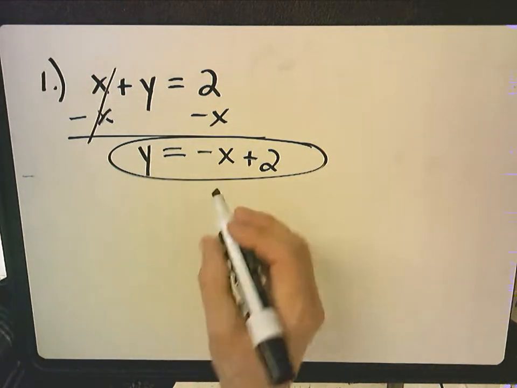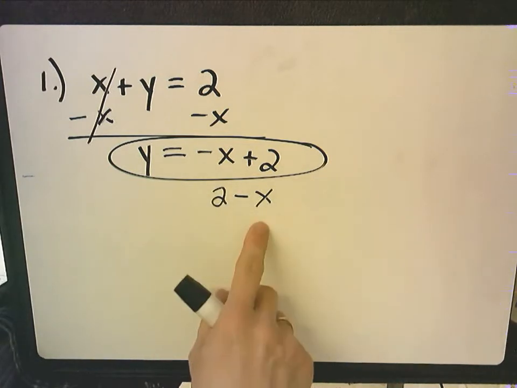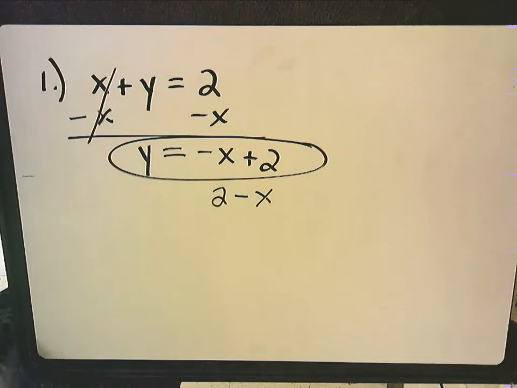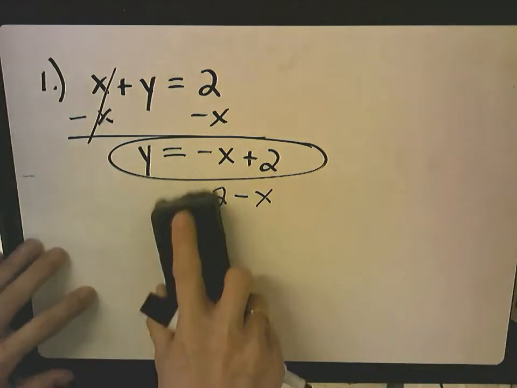Now notice, I had a choice. I could have written 2 minus x, but I chose to write negative x plus 2. Okay, we're going to always try to put the x ahead of the constant.